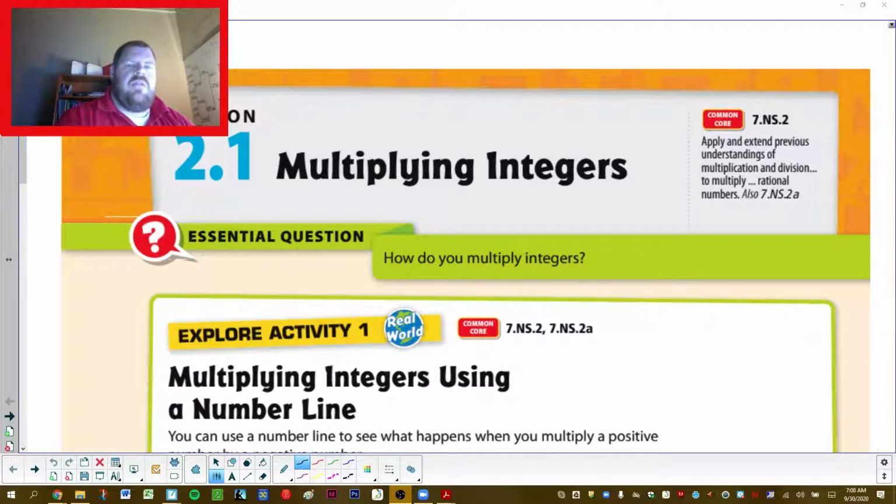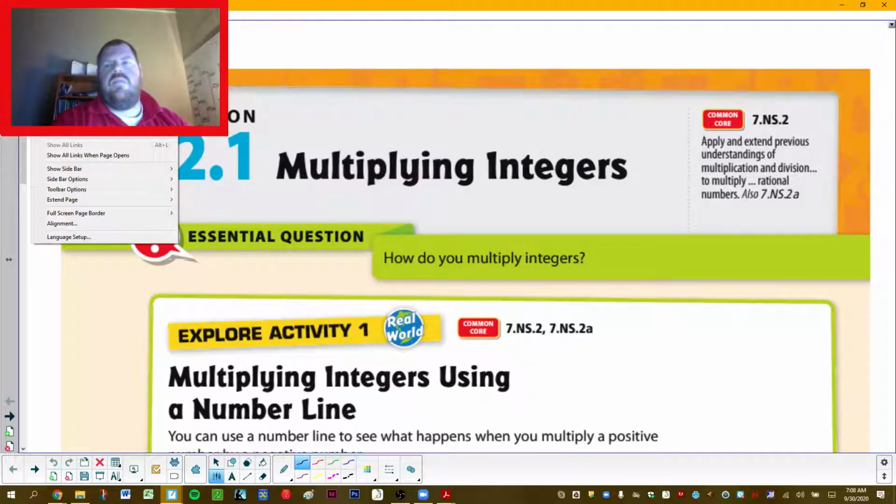Today we're going to start our Module 2 work, and in that we're starting to deal with some multiplication and division. So 2.1 is talking about multiplying integers, and let's go ahead and look at how we're going to do that.